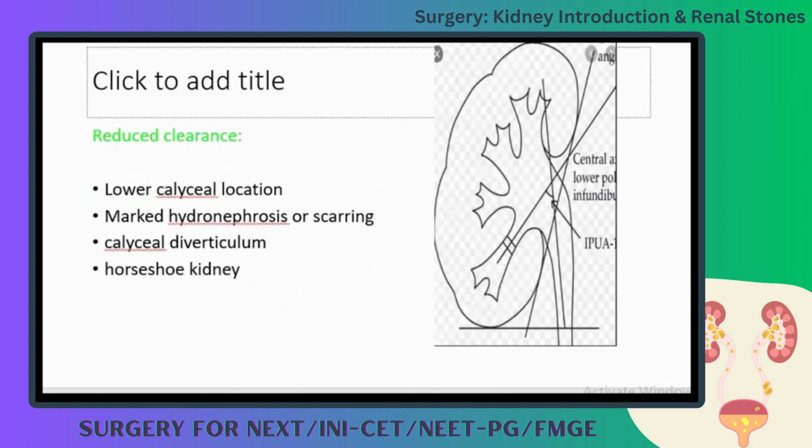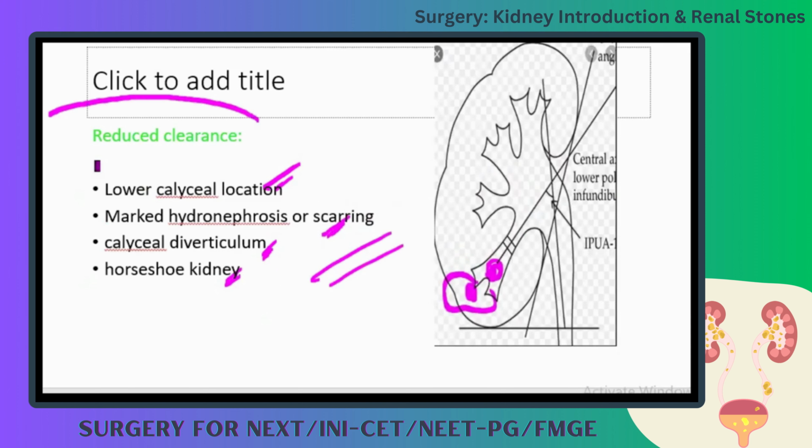And whenever there is reduced clearance, the stone is in the lower calyceal location. Or the stone is in a diverticulum. Suppose there is a diverticulum here, if the stone is there, it will be difficult. Horseshoe kidney, because of the anatomical location, is difficult. And if marked hydronephrosis or scarring is there, then localizing it is also difficult. So there will be reduced clearance of the stone in such conditions. Is it clear? They ask this many times: what are the various factors associated with reduced stone clearance?